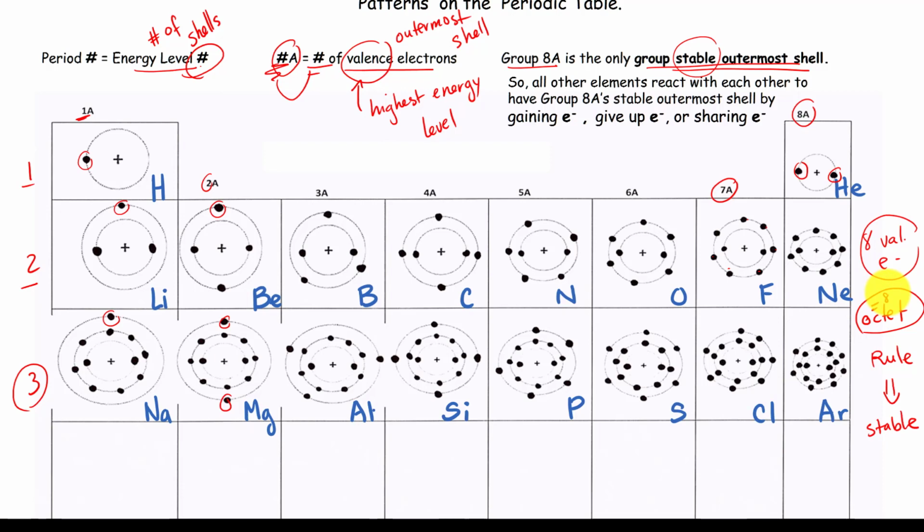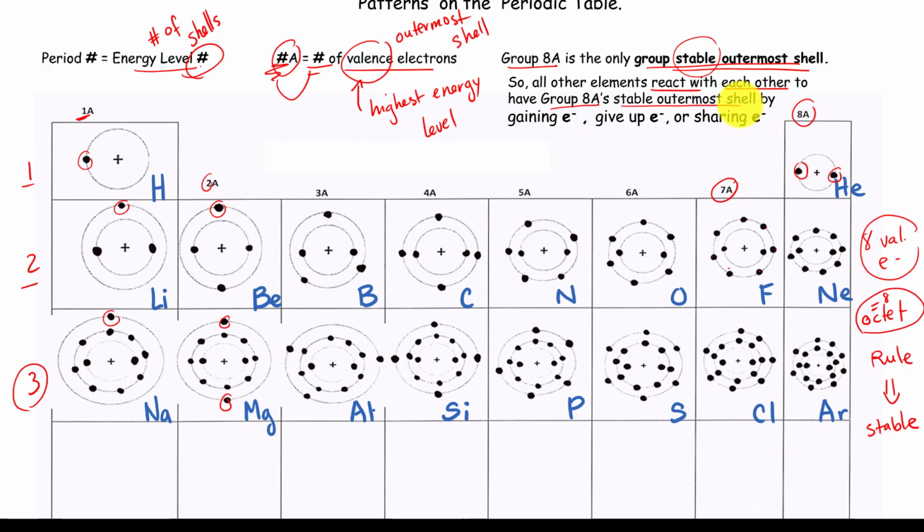So what are all the rest of the elements going to do? All the other elements on the periodic table will react with each other. That means they will combine with each other so that they will themselves also have that group 8 stable outermost shell. By doing what? When they react, basically, their outermost electrons interact with each other.